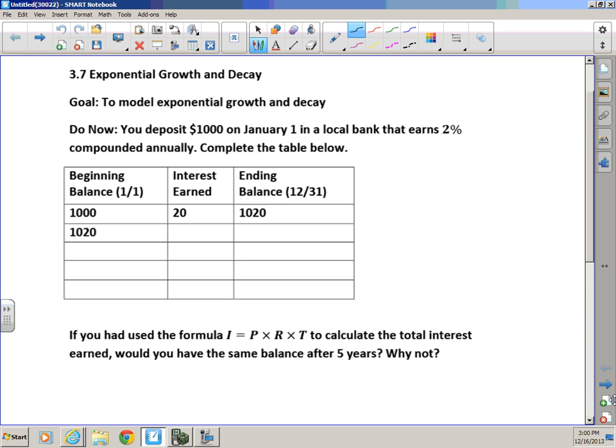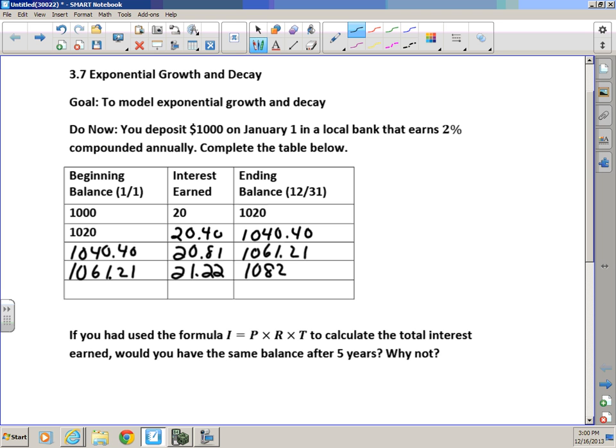So I have $1,000. I earn $20. The balance at the end of the year is $1,020. I have $1,020. I earn 2%, so I earn $20.40. My balance is now $1,040.40. Okay, and so I just complete this problem. Obviously, these numbers are not growing significantly because I'm not dealing with a large amount of money, but hopefully you will understand the point that I'm going to get across in a couple of minutes.